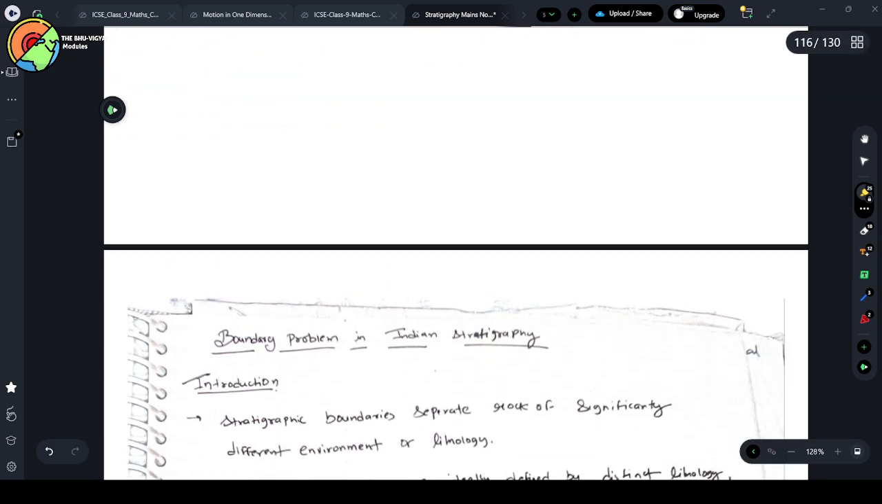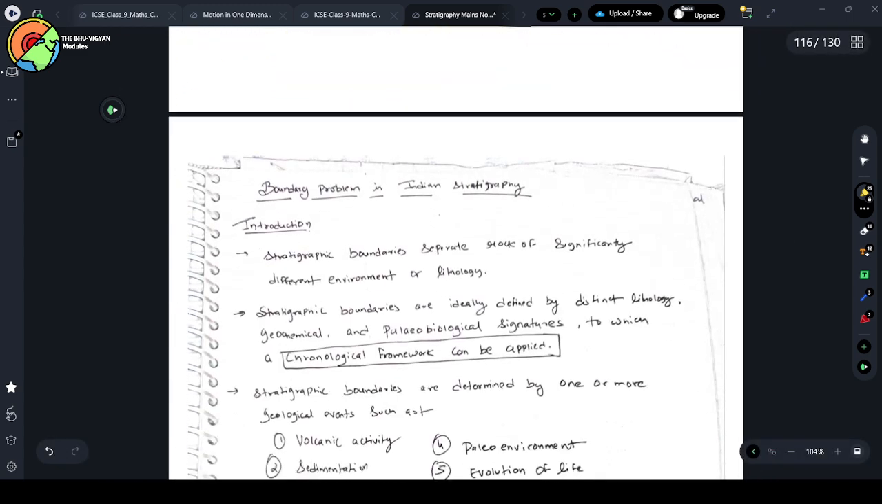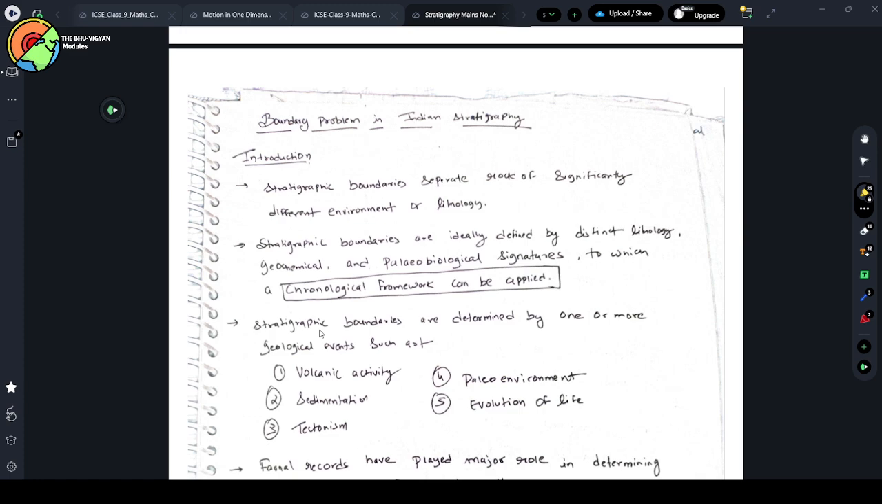So this completes our lecture on the Cenozoic stratigraphy of India. In the next class, we will discuss the boundary problem in Indian stratigraphy.